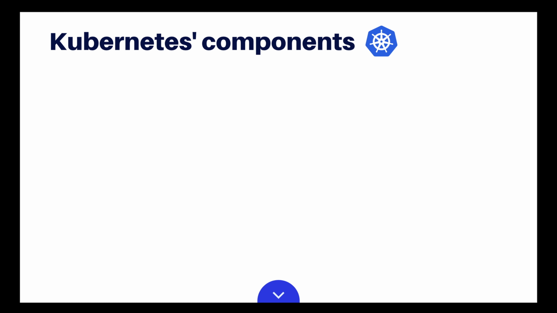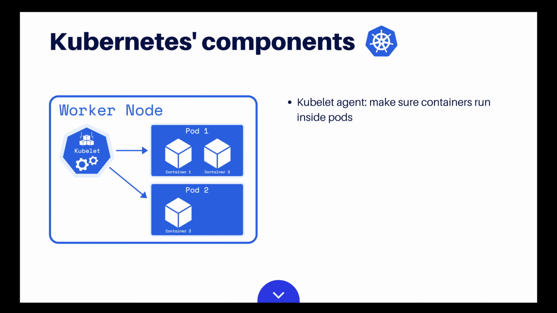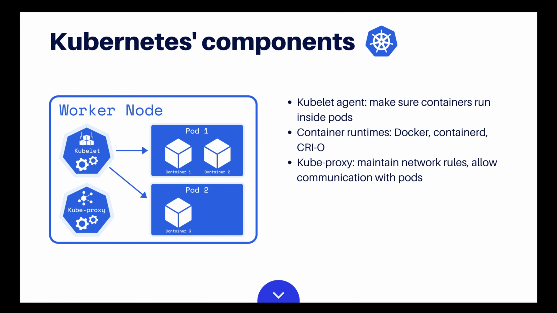Basically, a Kubernetes cluster consists of two main parts. The first part is a set of worker machines or nodes that run your containerized applications. Specifically, in each worker node, there's a Kubernetes agent, which makes sure that all containers are running properly inside a Kubernetes pod. Kubernetes supports several container runtimes such as Docker, Containerd, or CRI-O. There's also a kube-proxy component, which maintains network rules on the node and allows network communication to the pod.